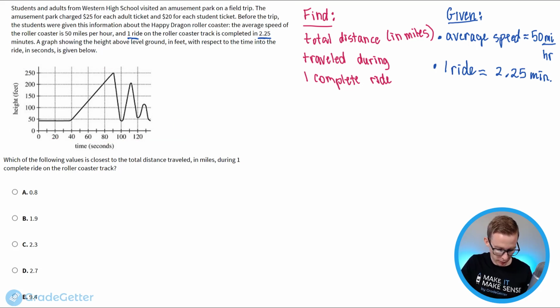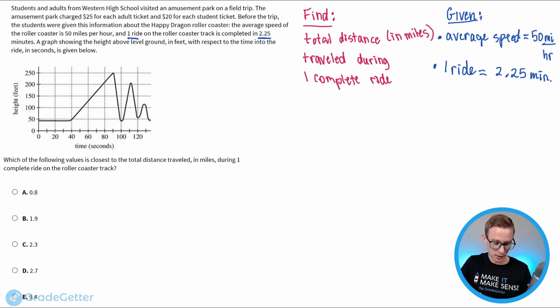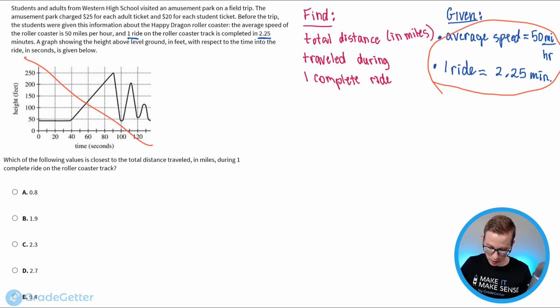So this graph gives me the height of the roller coaster above the ground as a function of time. So this height is dependent on the time. And based on what I'm trying to find here, the total distance traveled, it doesn't seem like this information will be useful for this problem. So I think I've captured enough info here. Let's see if I can use this information to solve my problem.